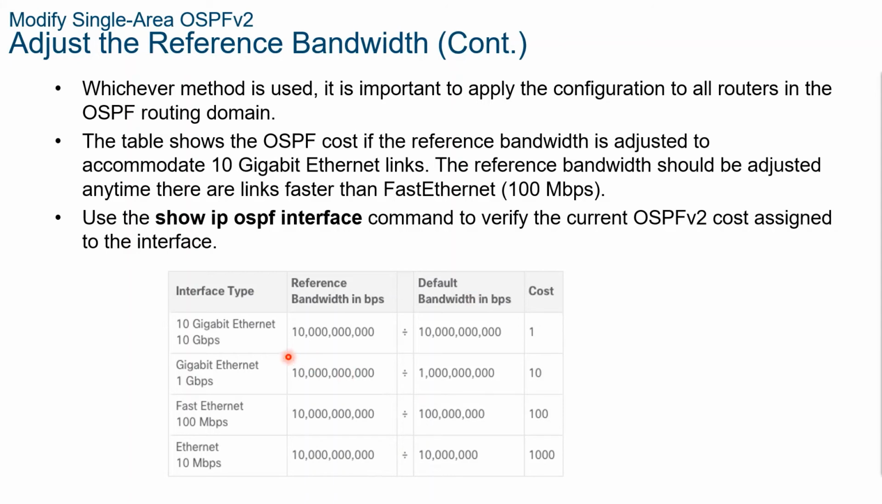In here, if you are using 10 Gbps, the cost is 1. Same thing with Gigabit Ethernet. Looking at this table, it's 10. Fast Ethernet is 100. And Ethernet, 10 Mbps, the Ethernet alone, is 1000.